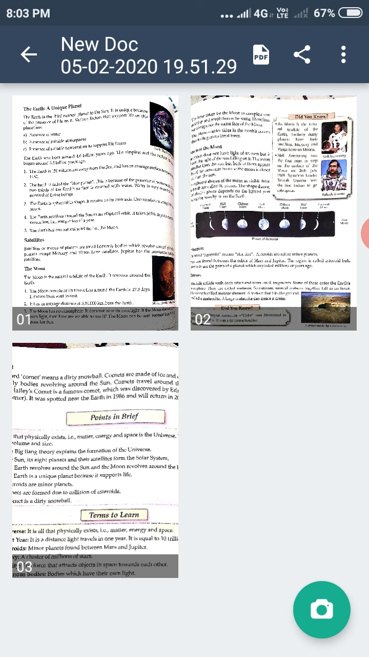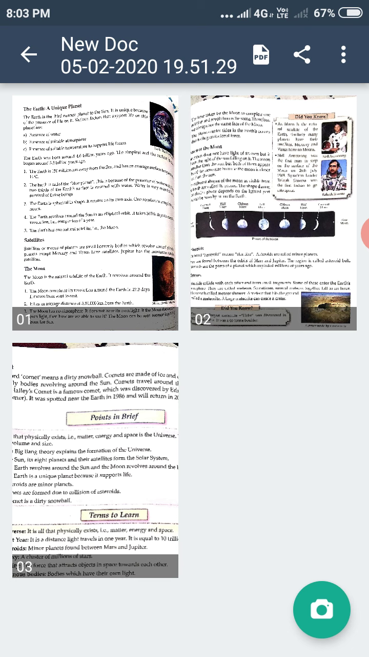Then there is the comet. Comet means a dirty snowball. Comets are made of ice and dust. They are glowing heavenly bodies revolving around the sun. They travel around the sun in an elliptical order. Elliptical means oval shaped order. As dust is present in them, that is why they are called dirty snowballs.